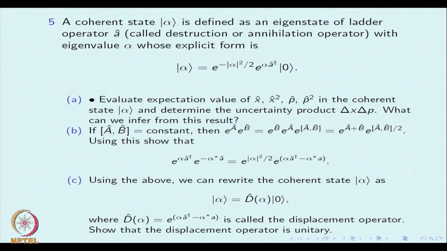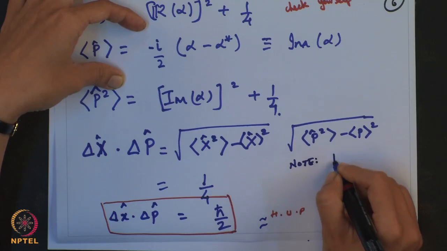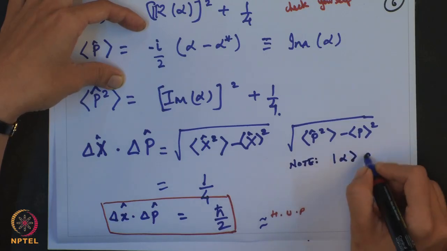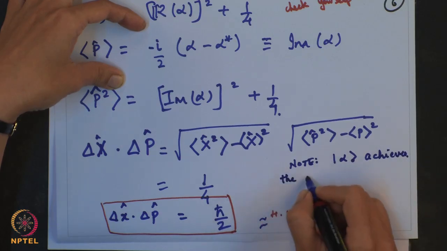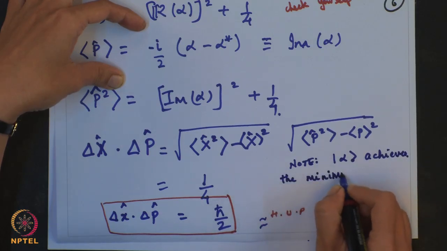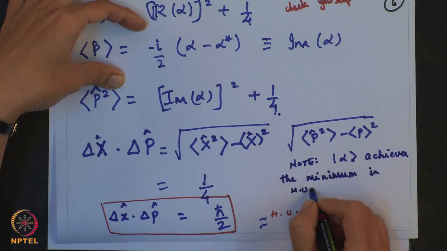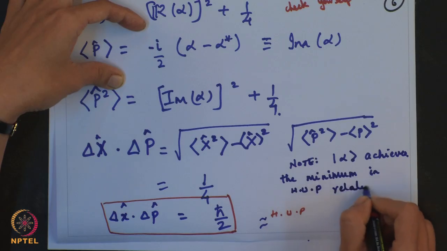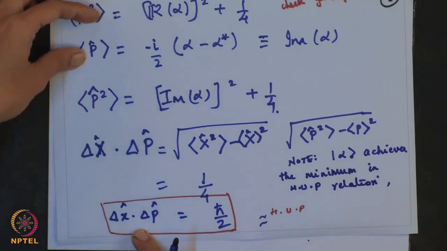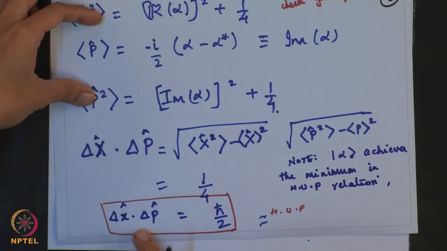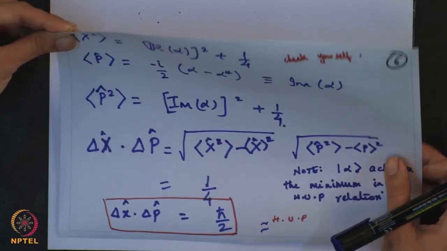So, this coherent state, note, coherent state alpha actually achieves the minimum in the Heisenberg uncertainty principle relation, which is equal to the value of the uncertainty principle because of capital X and capital P. We have seen that.